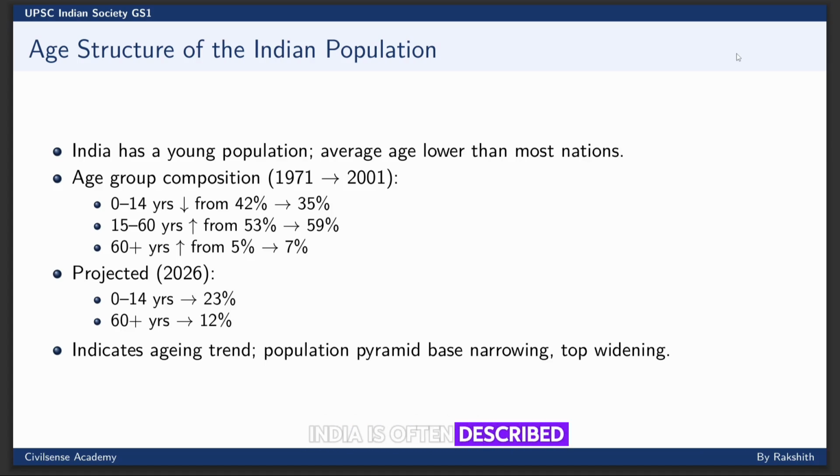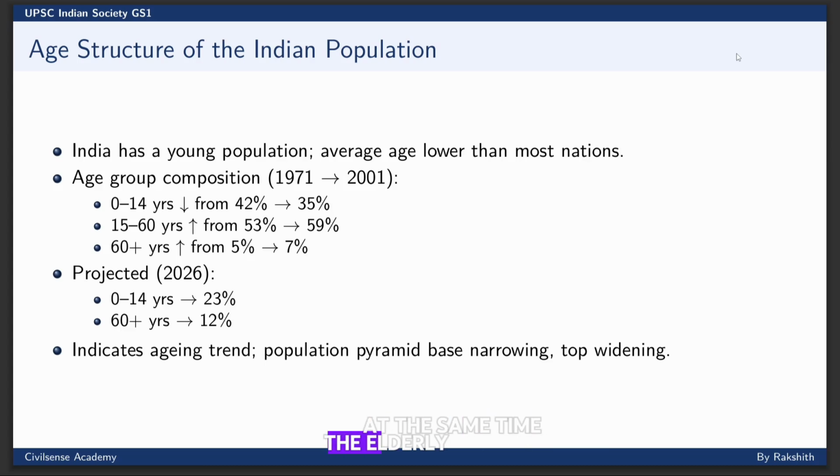India is often described as a young nation, and this description is not just emotional, it is supported by data. If you look back to 1971, nearly 42% of India's population was below 15 years of age. Over time, this proportion has been steadily declining. By 2001, it came down to 35%, while the working age group, roughly between 15 and 60 years, increased to almost 59%.